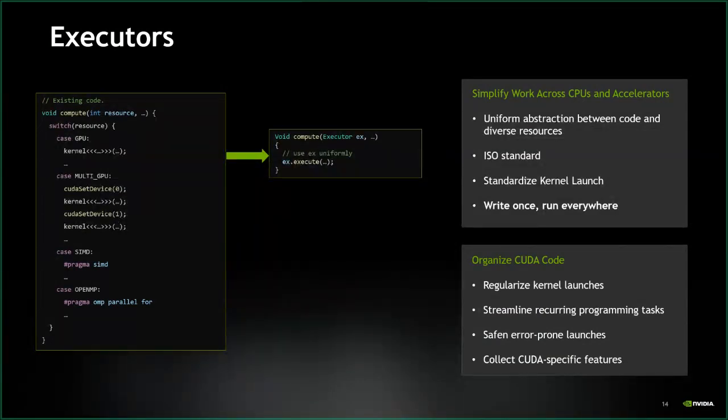The C++17 parallel algorithms, because of how C++ works with lambdas, have a good amount of flexibility despite being library APIs, but they are still library APIs. And so executors, by standardizing kernel launch, will give us a lot more flexibility in terms of writing accelerated ISO standard C++.